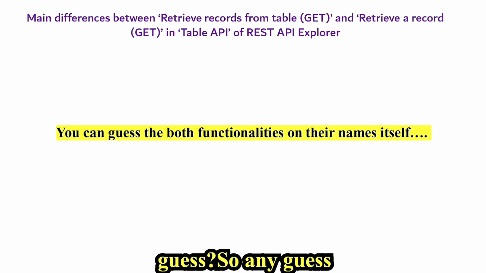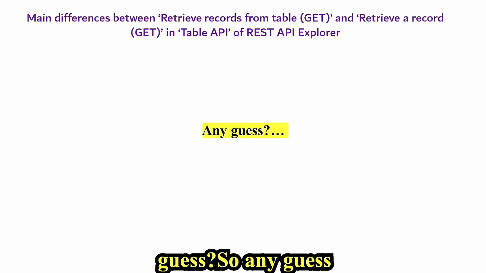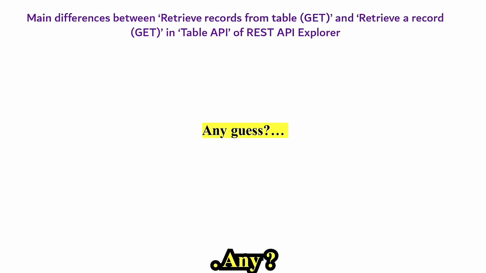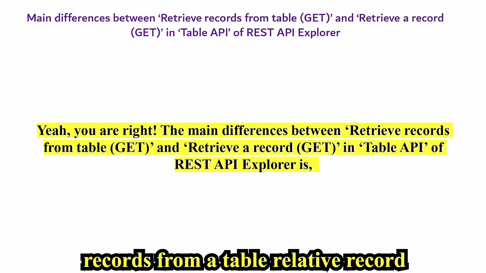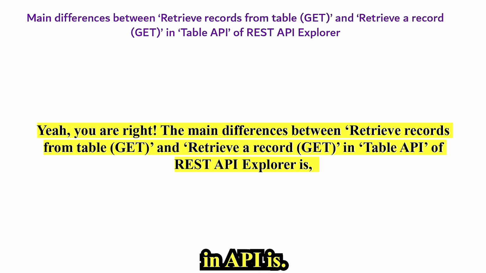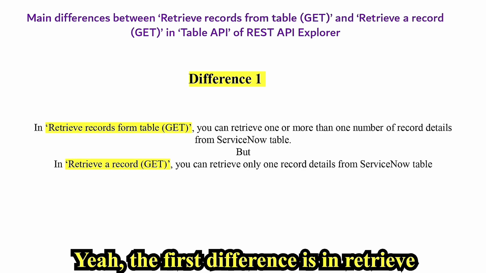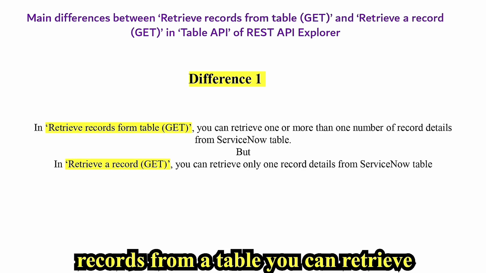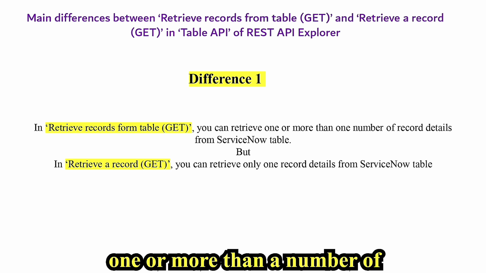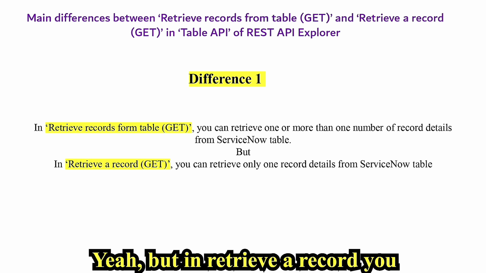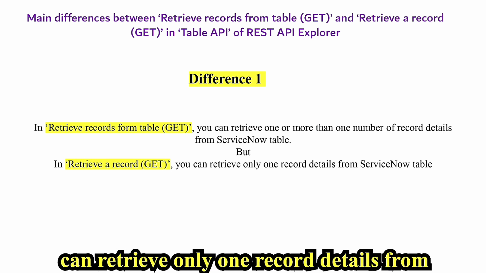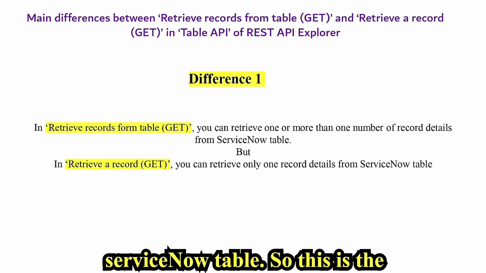Any guess? Yes, you are right. The main difference between retrieve records from a table and retrieve a record in API is, the first difference: in retrieve records from a table, you can retrieve one or more than a number of records' details from a ServiceNow table. But in retrieve a record, you can retrieve only one record's details from a ServiceNow table. So this is the first difference.